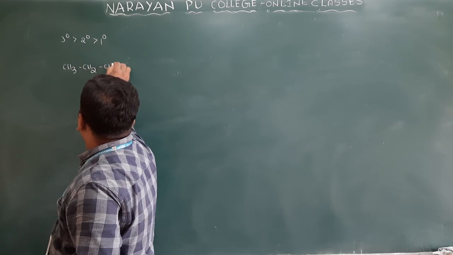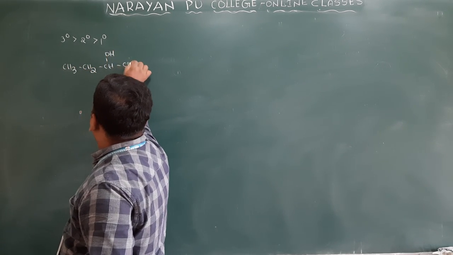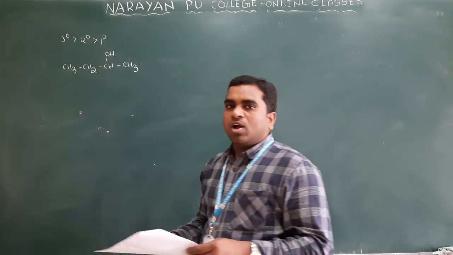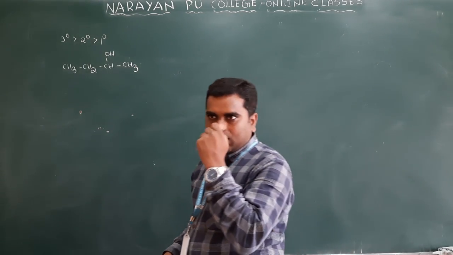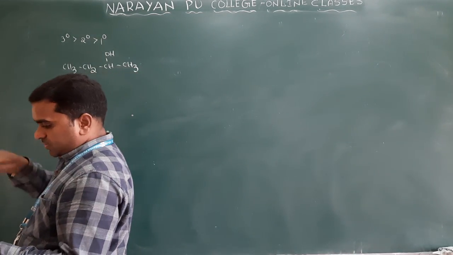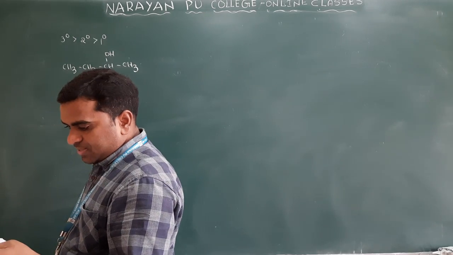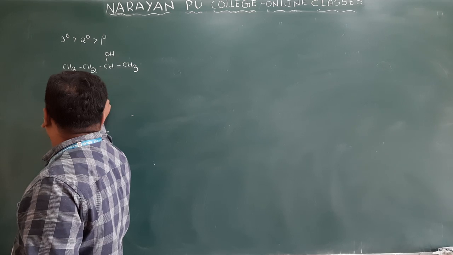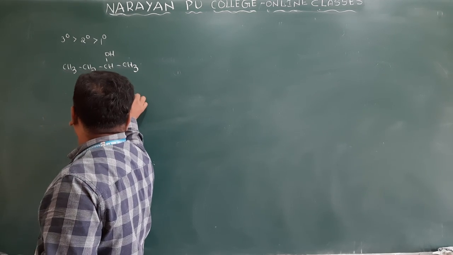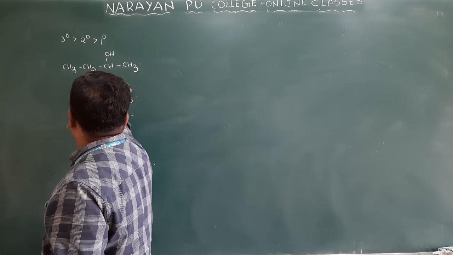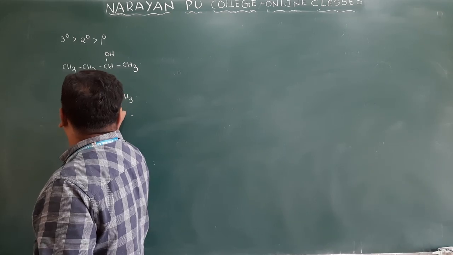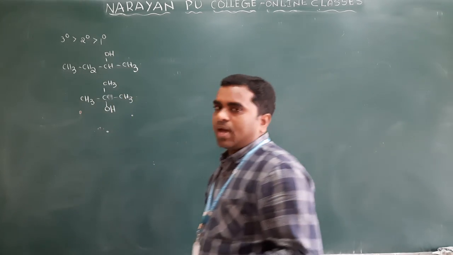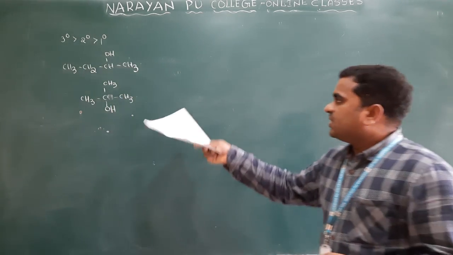CH3, CH2, CHOH, and here what is this one? CH3. 2-butanol. 2-butanol means which alcohol here? Secondary alcohol. Clear one? Next one is, what is over here? 2-methyl-2-propanol. Propanol means 3 carbons. 2-methyl-2-propanol means CH3 and OH should be attached to the same carbon atom. Clear? Then, this is which alcohol?